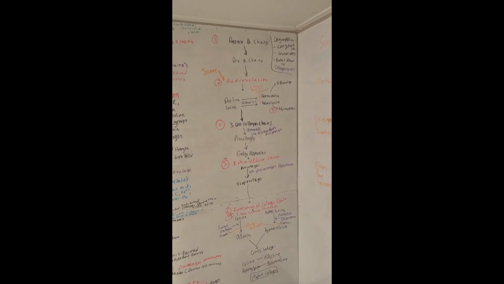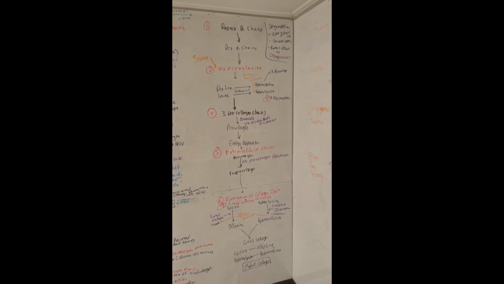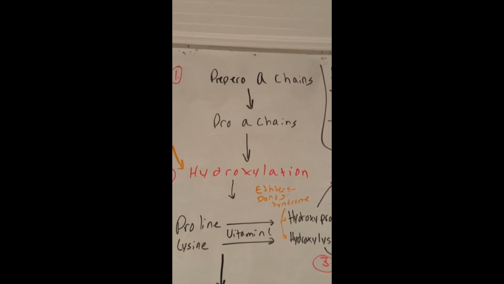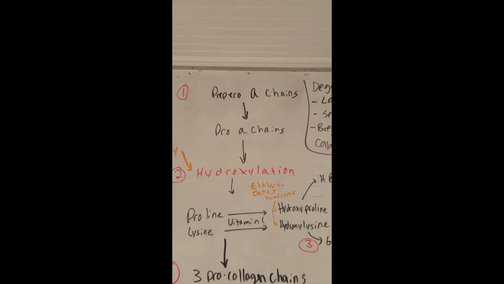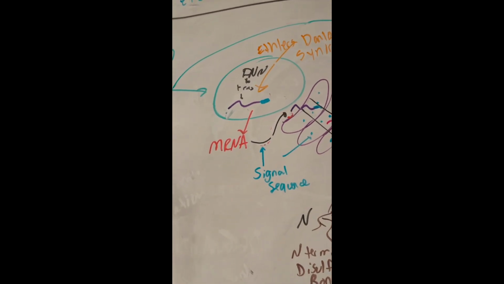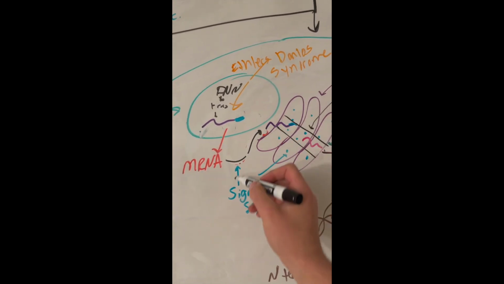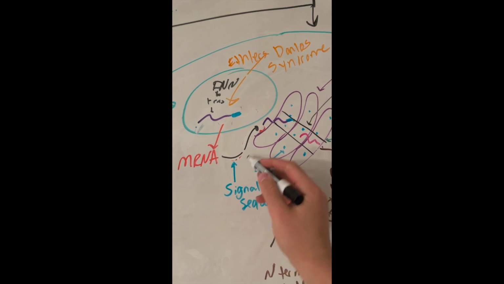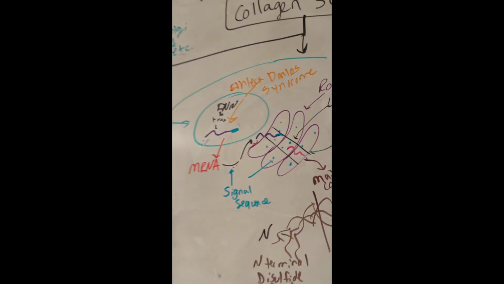Now, before I move on, I just want to explain one more thing. I just want to explain in like a flow chart. Okay, so we have step 1 is prepro alpha chains going to a pro alpha chain, right? So right over here would be the first step. Step 1, prepro alpha chain going down and forming a what? Pro alpha chain where? In the rough ER.